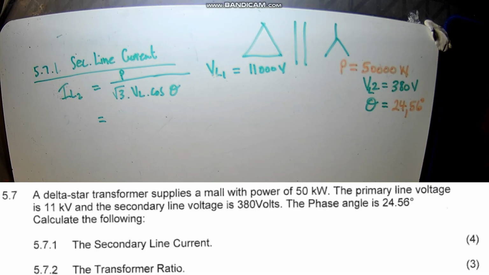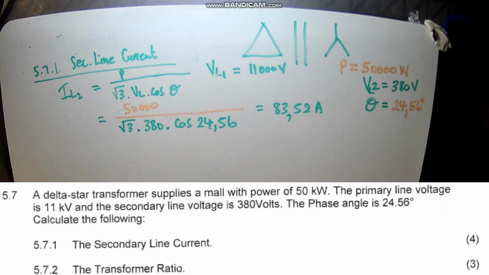Right, now we're going to substitute our voltage, but do note we don't have cos theta given as a value. Instead, they gave us the angle. So you will need to write the word cos there. Our power is 50,000 watts, and we know that VL2 on the right hand side is 380 volts. So 380 volts, and then cos 24.56. This will give us 83.52 amps.